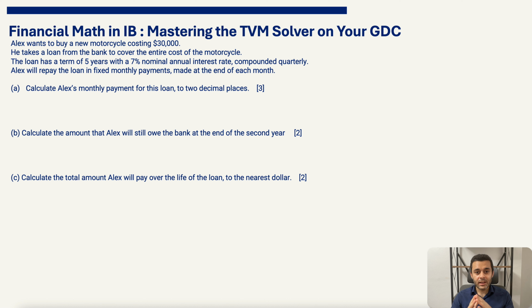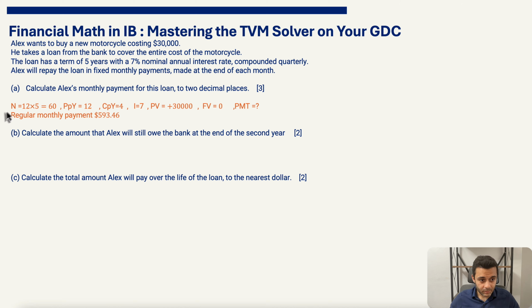First, before we enter the numbers in the calculator, we will write down the information we have. Here, as we see, n will be 12 multiplied by 5, because there are 12 repayments every year. For 5 years, then overall there are 60 repayments. So in the full period, 60 repayments will be done. Since there are 12 payments per year, the PPY will be 12, compounded quarterly. So CPY will be 4 times a year. The rate I will be 7.